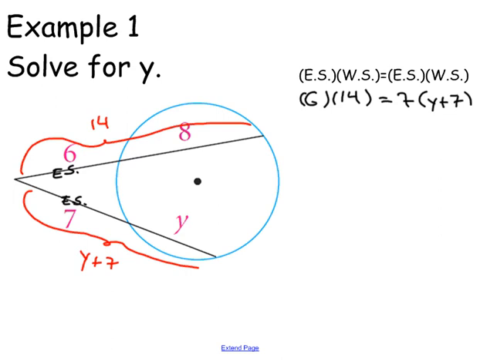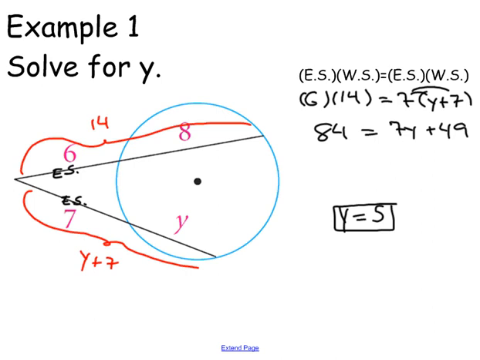6 times 14 is 84. Distribute the 7 here. You get 7y plus 49. So you're just going to do some algebra here. You're going to solve for y, and you should get y equals 5. So y is equal to 5.